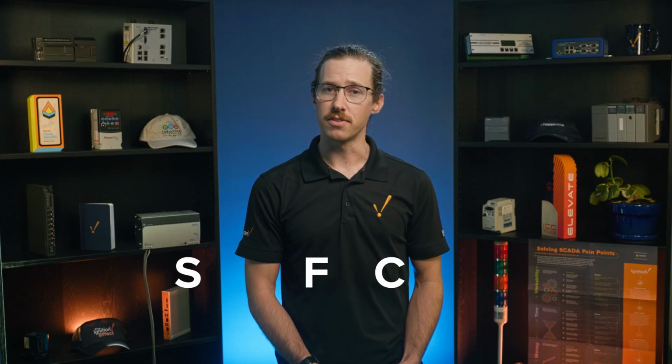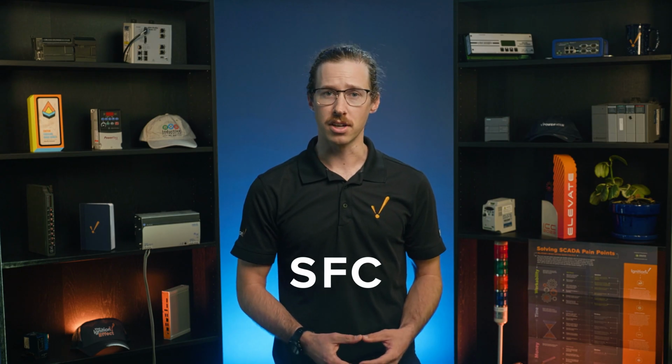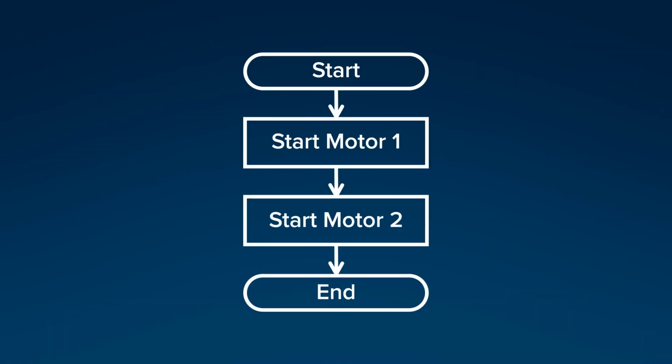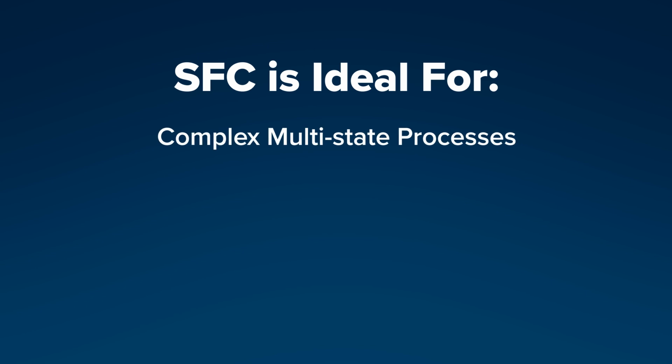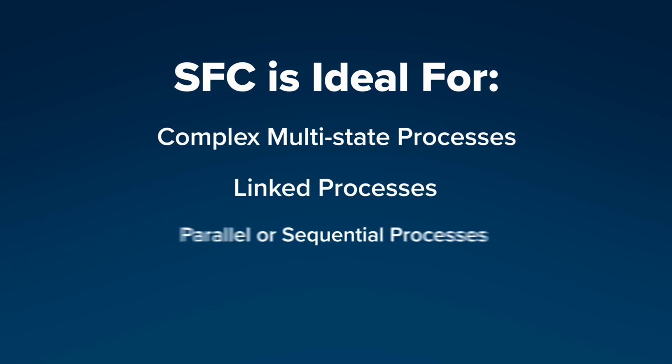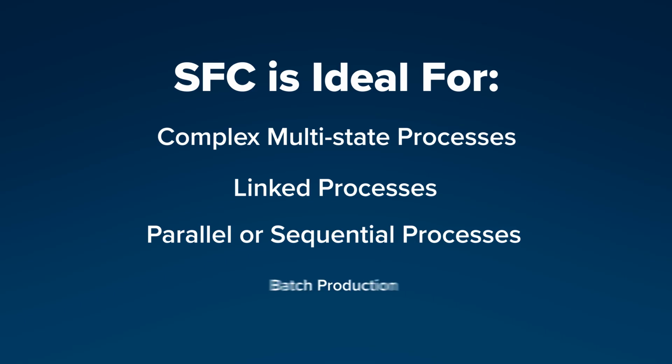Sequential function charts, or SFC, is a graphical PLC programming language based on GraphSet and resembles computer science algorithm flowcharts. SFC consists of steps and transitions. Steps are actions to be performed, and transitions are the logic conditions that need to be met before moving on to the next step. Due to the nature of this architecture, SFC controls a program's operational flow. A major benefit to using SFC is how it can simplify a complicated process by dividing it up into more manageable parts. It can also be easier to test and troubleshoot than some of the other languages. SFC is ideal for complex multi-state processes, linked processes, multiple processes running in parallel or sequentially, and batch production.